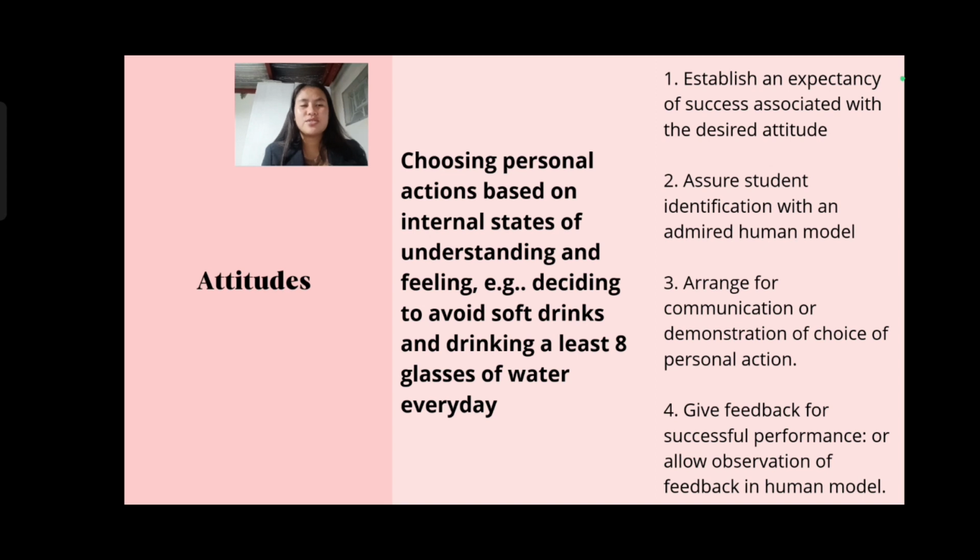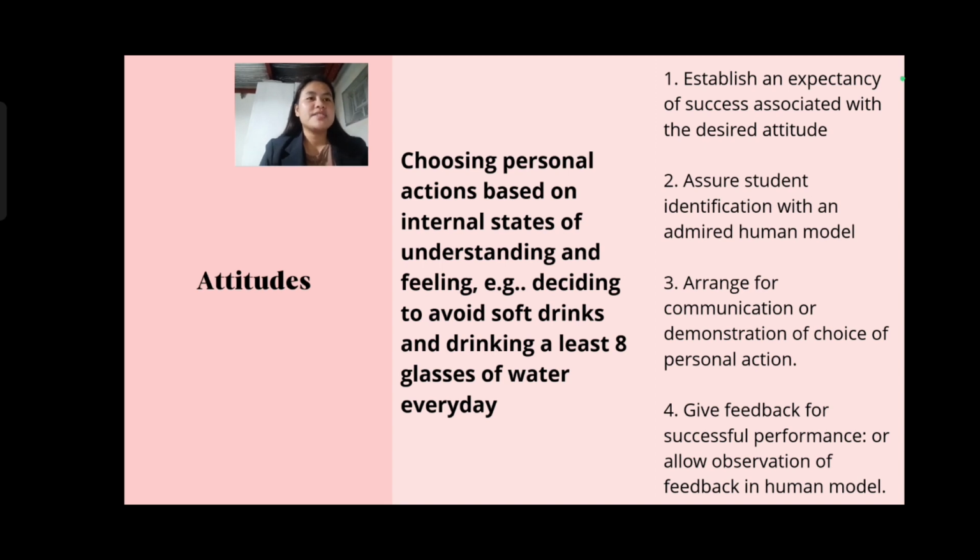The next is attitudes. Choosing personal action based on internal states of understanding and feeling. Example, deciding to avoid soft drinks and drinking at least 8 glasses of water every day. So, like that, if you want to choose bad, or choose good, it's up to yourself. Whatever you decide for yourself, you are responsible for yourself. In the example, you decided to avoid soft drinks, so you need to drink 8 glasses of water every day. So, it's just like, it's up to yourself if you're doing that one or not.